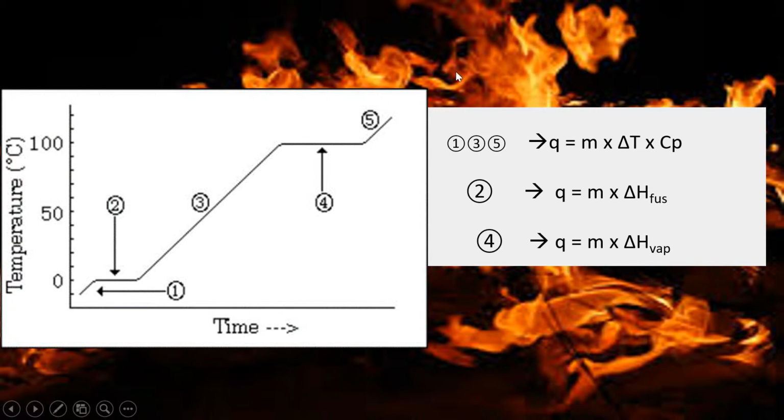So let's make sure you know that. This is where solid exists. This is where liquid exists. And this is where gas exists. So solid to liquid or liquid to solid, that's fusion. And liquid to gas or gas to liquid, that's vaping. So that's heat of vaporization.